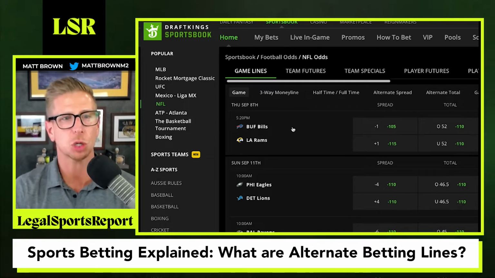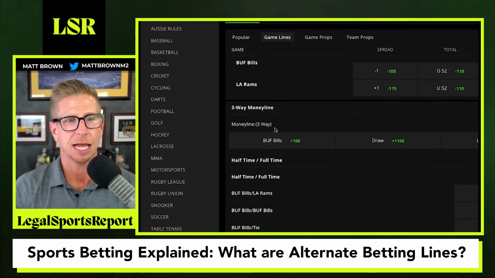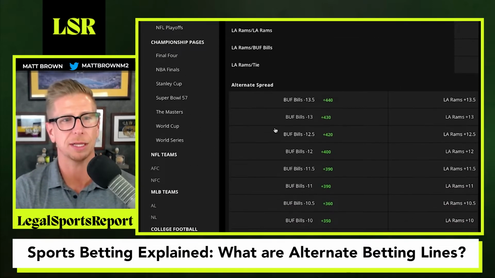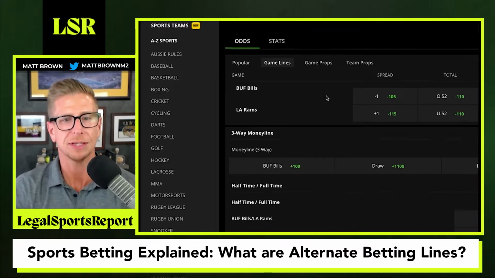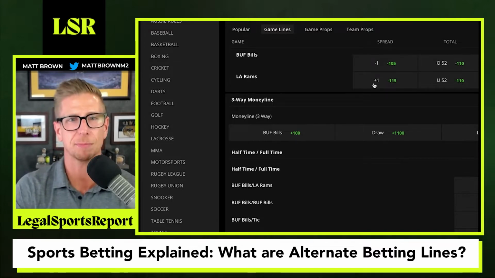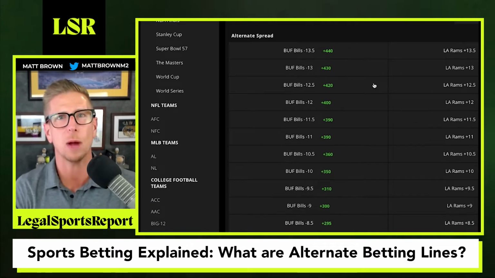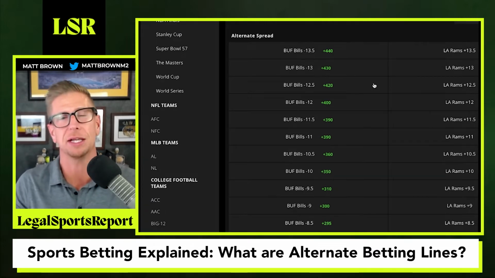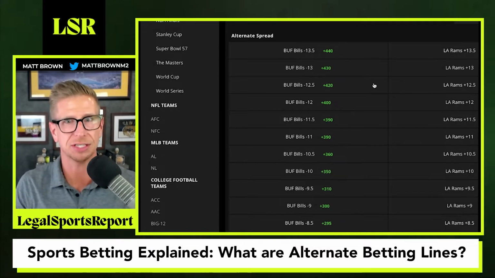That said, whenever you click into a game, you can click on game lines, and as we get a little bit lower down here, alternate spreads are listed. So the typical spread for this game is the Bills as 1-point favorites, the Rams as 1-point underdogs. We know the -1 means favorite, +1 means underdog. But we come down here and it gives us a different way to bet these teams. It makes the spread either more favorable or go against a certain side, and the odds are adjusted accordingly.